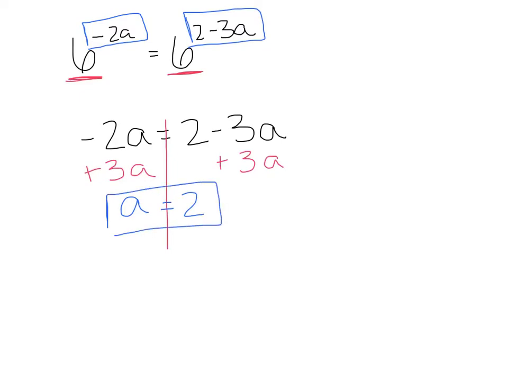Now that you've solved this equation, you can always go back and plug it back in to see if you get the same thing. Let's go ahead and plug back in for this one just to be good math students. 6 to the negative 2 times 2 hopefully will equal 6 to the 2 minus 3 times 2. Well, negative 2 times 2 is negative 4. 2 minus 6 is negative 4. Yay! We have the correct answer. So in this case, we had common bases that were easy to see. We set the exponents equal to each other, and we're good.